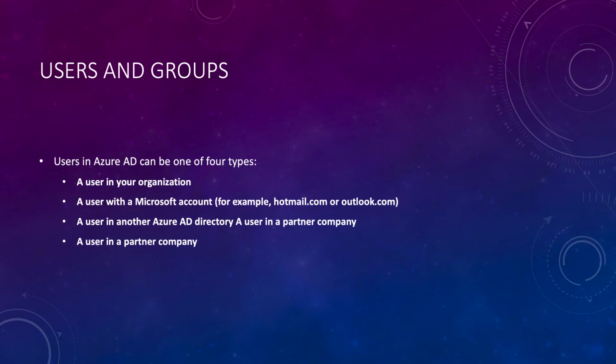So, users in Azure AD can be one of four types. They could be a user in your organization, where the user is created and managed in your directory. Could be a user with a Microsoft account like Hotmail or Outlook. This is often done as a way to collaborate on Azure resources by granting the user co-administrative rights to the Azure subscription. Or they can be a user in another Azure AD directory. This is when the user is sourced from another Azure AD directory or subscription.